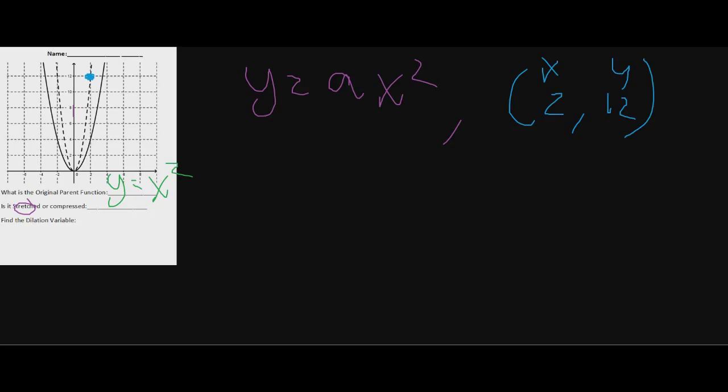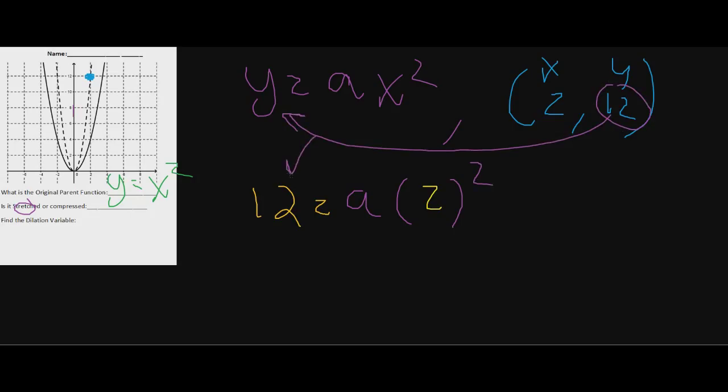We go to our equation. We're going to get 12 equals a times, and we're going to plug in 2 in for our input, 2 squared. So 12 goes in for our y, which is why we got the 12 here. And the 2 goes in for our x, which is why we put the 2 in here.